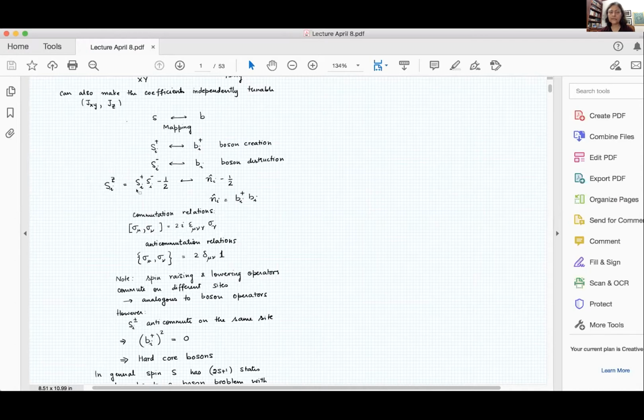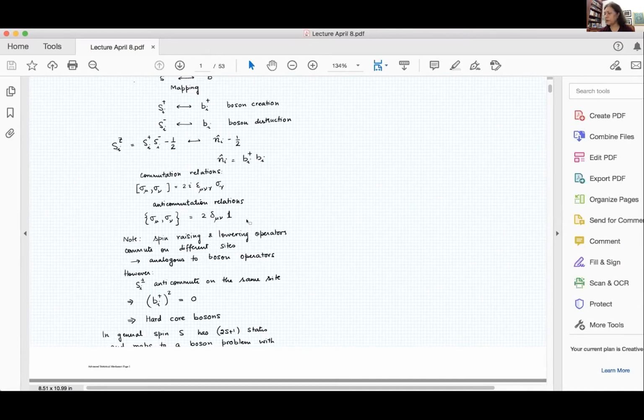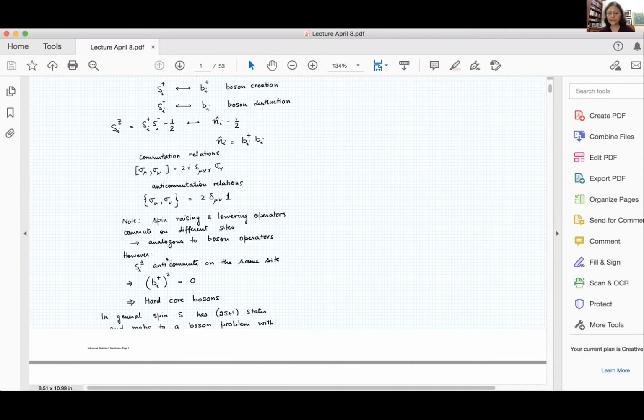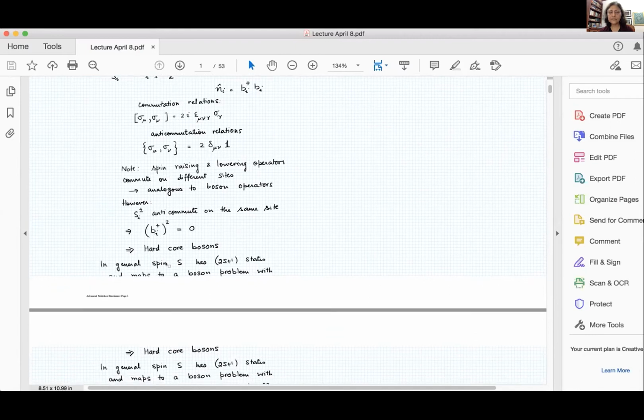And you can write the SZ operator as S plus S minus, minus half, which is essentially N minus half. So you can see if this acts on a state where there is a boson present, N will give you an eigenvalue 1. 1 minus half is half, and that's SZ. So basically, spin up maps to there being a boson, spin down maps to an empty site. Now, the difference from harmonic oscillator operators comes in because these are spin-half operators and they map to hardcore bosons. So these spin operators commute on two different sites, but on the same site, they anti-commute. So when you apply B dagger twice at a site, you get 0. That is what is different from usual bosons. These are hardcore bosons.